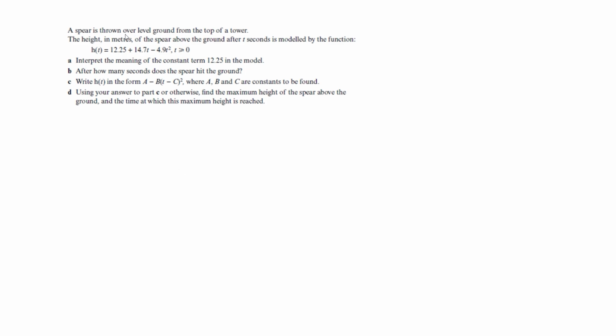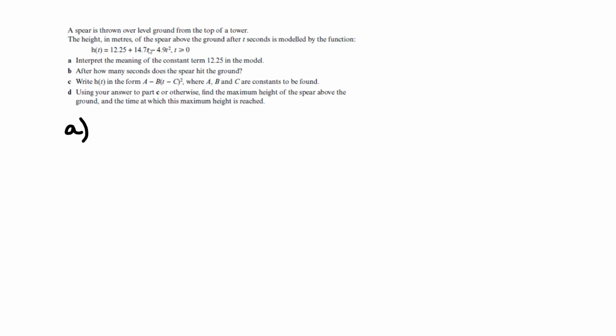A spear is thrown over level ground from the top of a tower. The height in meters of the spear above the ground after t seconds is modeled by this function, right? So obviously we're going to start with A. Interpret the meaning of the constant term 12.25 in the model. Well, this function is basically saying that height varies with time. So basically h of t, where h is height.